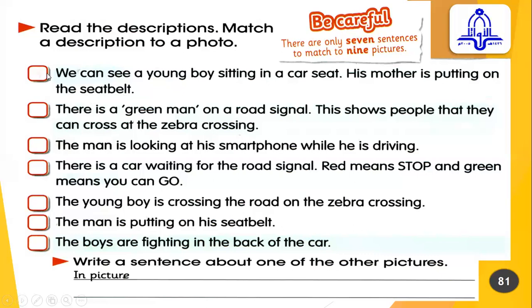So this sentence refers to picture 4. هذه الجملة تشير إلى الصورة رقم 4 on the poster.